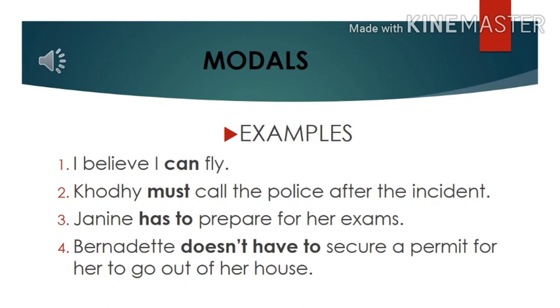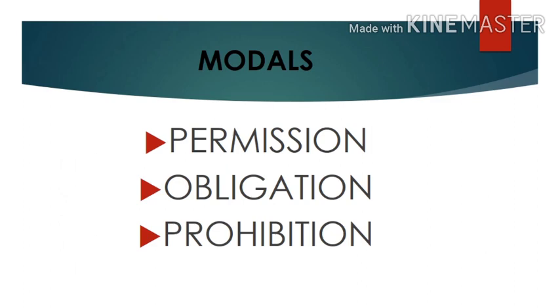Here are the examples of modals used in a sentence. Number 1, I believe I can fly. Number 2, Cody must call the police after the incident. Number 3, Janine has to prepare for her exams. Number 4, Bernadette doesn't have to secure a permit for her to go out of her house. The bolded words are the examples of modals. We have can, must, has to, and doesn't have to. Modals are used in expressing permission, obligation, and prohibition.